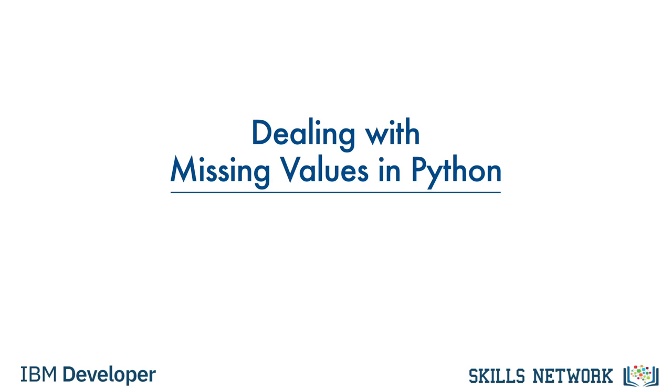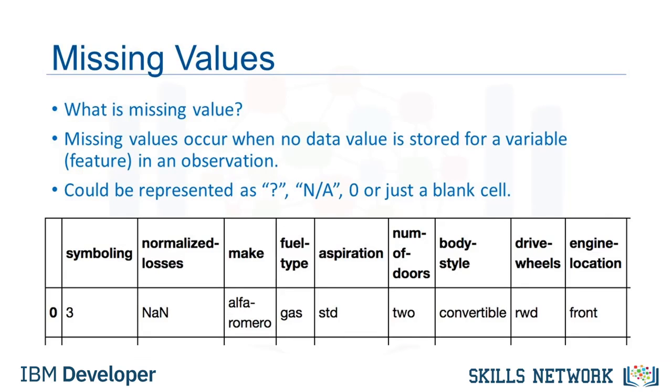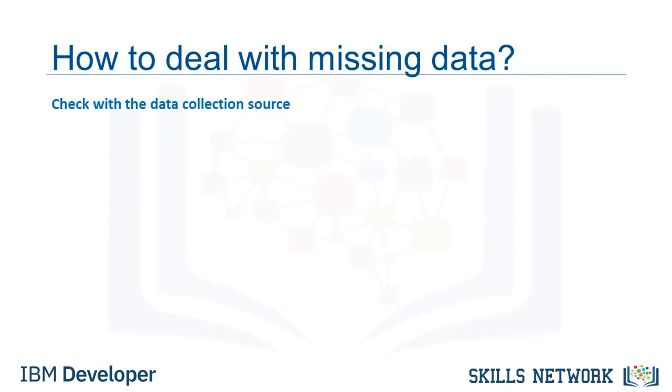In this video, we will introduce the pervasive problem of missing values, as well as strategies on what to do when you encounter missing values in your data. When no data value is stored for a feature for a particular observation, we say this feature has a missing value. Usually, a missing value in a dataset appears as $NA, 0, or just a blank cell. In the example here, the normalized losses feature has a missing value, which is represented with NaN. But how can you deal with missing data?